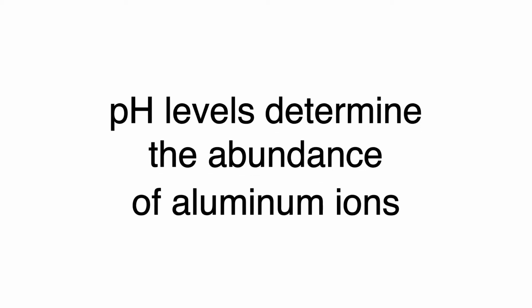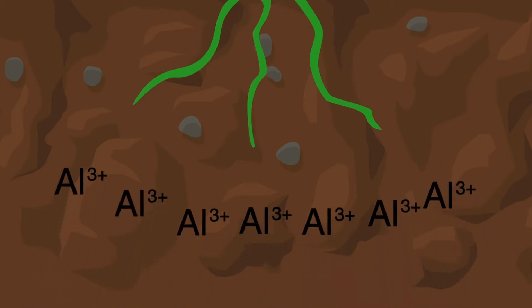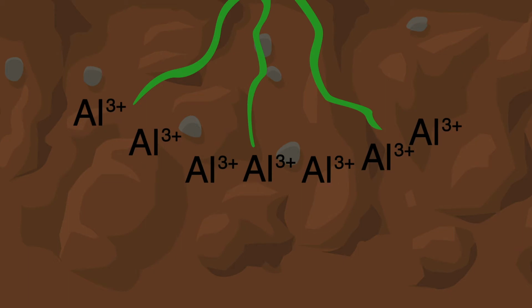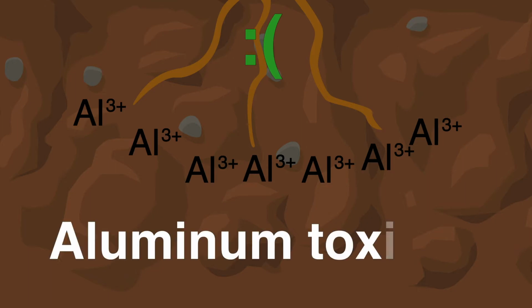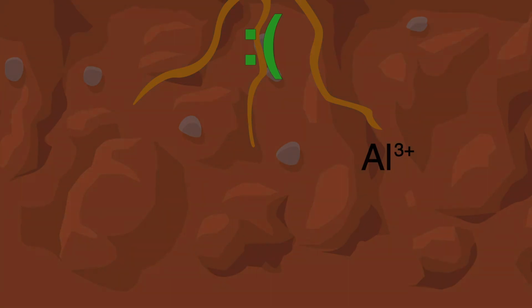The pH levels also determine the abundance of aluminum ions. When they come into contact with a plant's roots, it stops growth of the roots, and the plant can no longer grow. This is called aluminum toxicity. Luckily, aluminum ions aren't released as much in soil with a pH greater than 5. So as long as the soil is not too acidic, the plant should be able to grow.